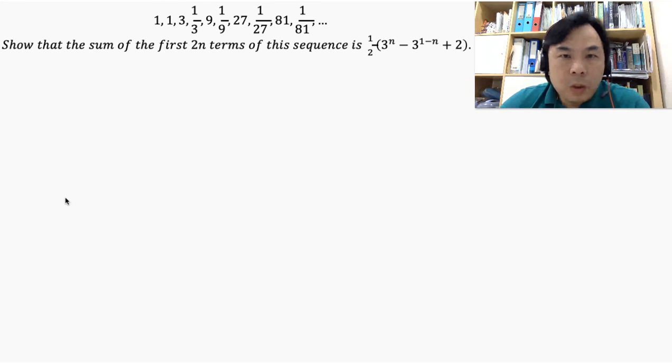Hello everyone, welcome back. Today we're going to explore, or revisit, geometric progression. Let's take a look at this question that is related to geometric progression.